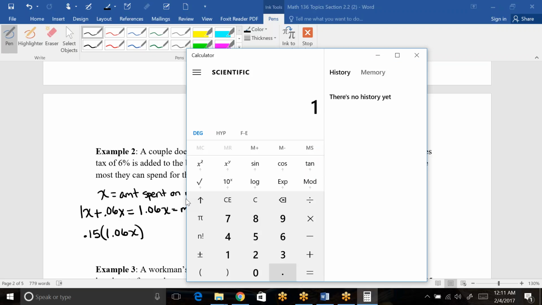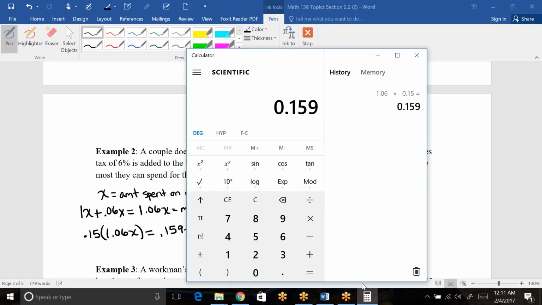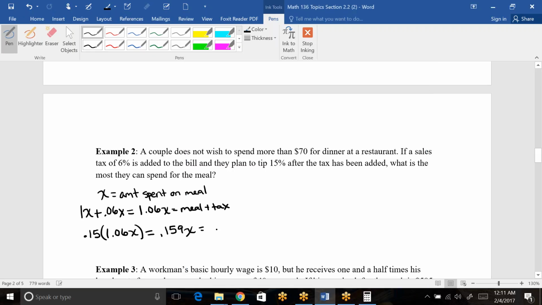So this is 1.06 times 0.15 is 0.159x. So let me double check that, make sure, yes, I did type those in correctly. This is just going to be the tip amount.